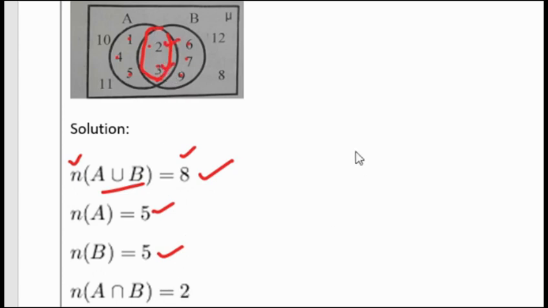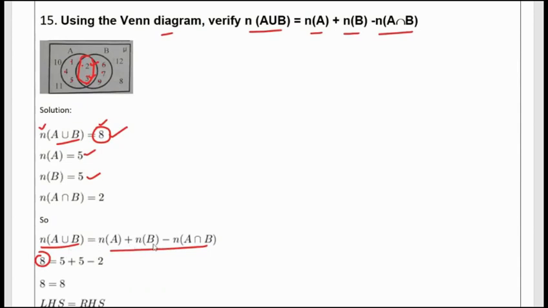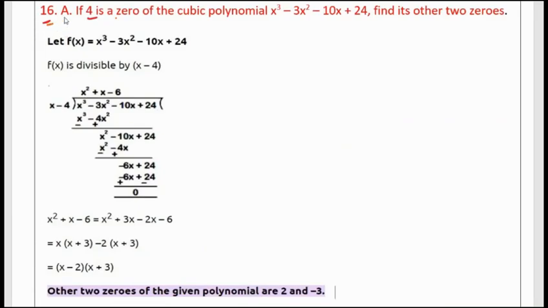2. So to prove this, N of A union B is N of A plus N of B minus N of A intersection B. We'll take left hand side and right hand side. So left hand side, N of A union B is 8 elements, and N of A plus N of B minus N of A intersection B is nothing but 8. So both LHS and RHS are equal. This is proved.